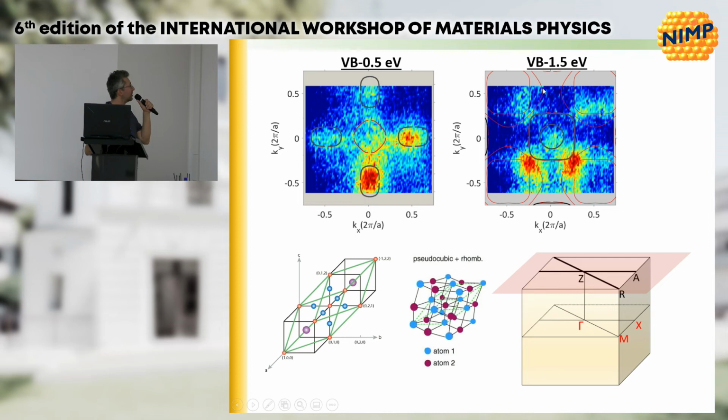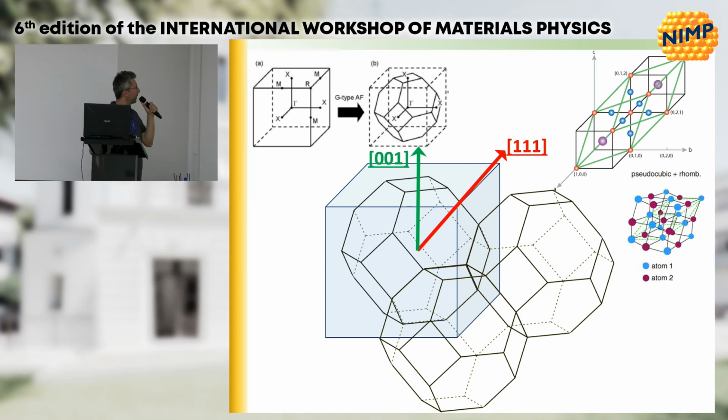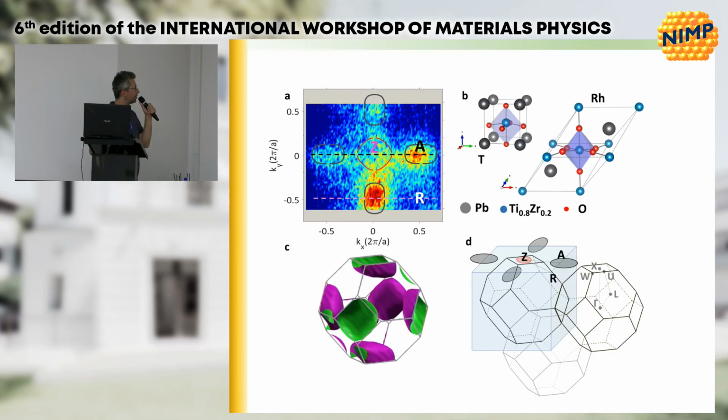The same additional features are seen also when the isoenergetic cuts are performed at energy deeper into the valence band. Our explanation is that of a rhombohedral distortion of the PZT, which is quite uncommon for this doping level. PZT 20/80 is known for its tetragonal state, especially when epitaxially grown on STO.